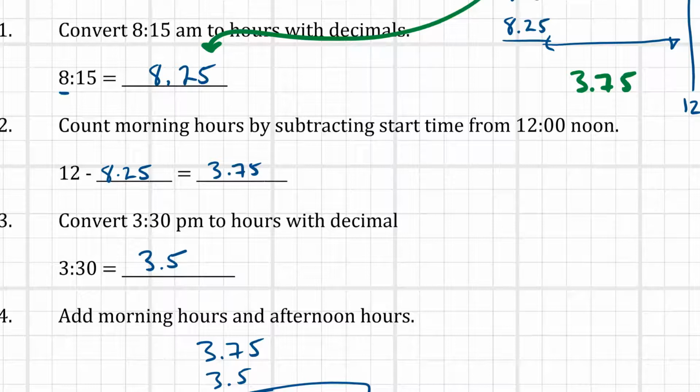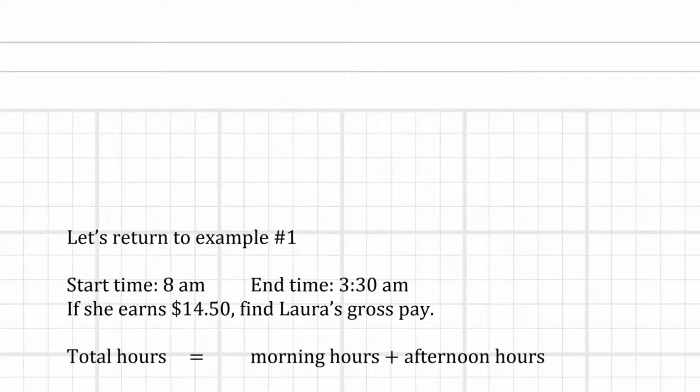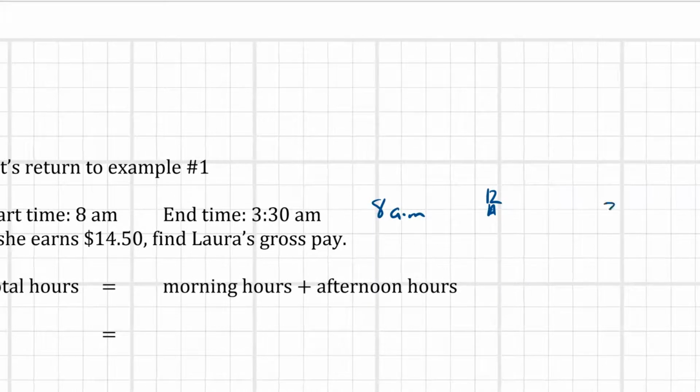So that seems to work nice. Let's go back. It says let's return to example number 1. This was Laura again, right? So she starts at 8 a.m. And then we can say, okay, there's 12 noon, and then 3:30.